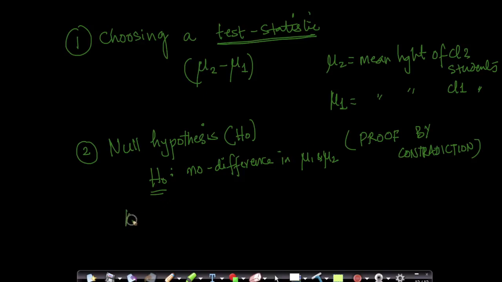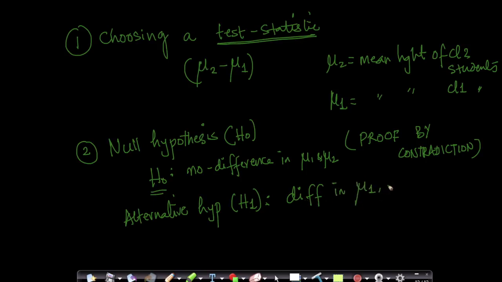Then there is a concept called the alternative hypothesis, which is also written as H1. And what is the alternative hypothesis? The alternative hypothesis is nothing but the inverse of your null hypothesis. It is a hypothesis that there is a difference in heights of students in class 1 and class 2. Okay, so in this process, as I said, it's a method of proving by contradiction. Let's see how that works.